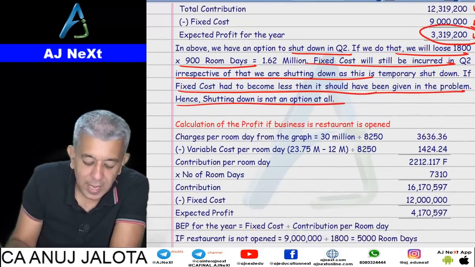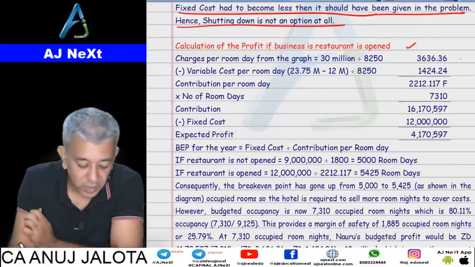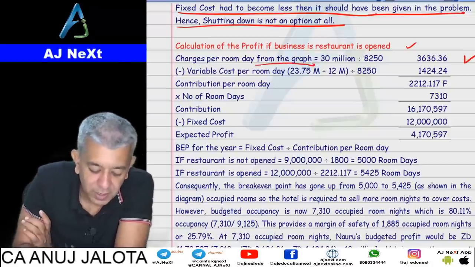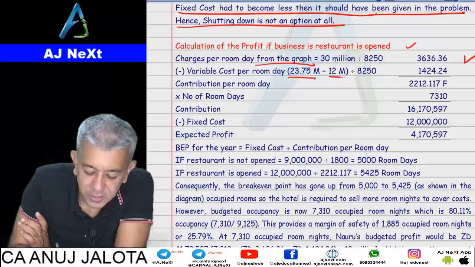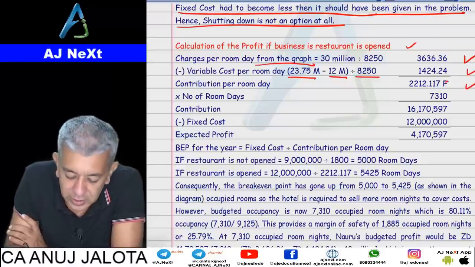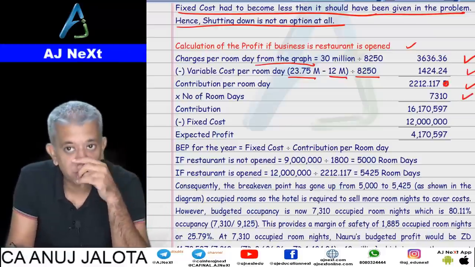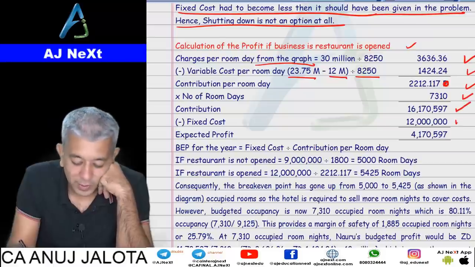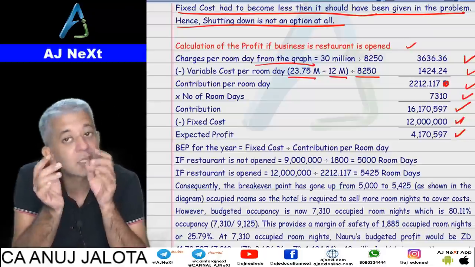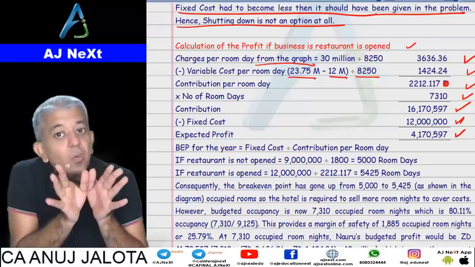Second, what is here? Calculation of the profit if the restaurant business is opened. So this we got to know from the graph. Here I have written charges per room day from the graph. Variable cost, this minus 12 million divided by 8250. This is your contribution. This is your contribution into, in this case, the number of room days. Then after that, this is the total contribution minus 12 million. So therefore this. If you do this thing, the profit will be rising. Now, one thing towards the end you all can be thinking.